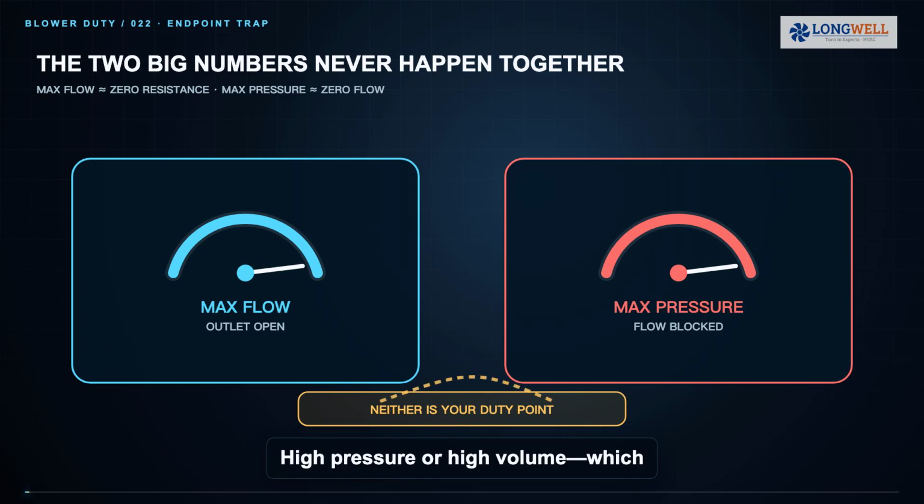High pressure or high volume, which blower do you actually need? Here is the trap. The biggest airflow number in a catalog is normally measured near zero resistance, while the highest pressure occurs near zero flow. Those two headline numbers cannot happen at the same time.